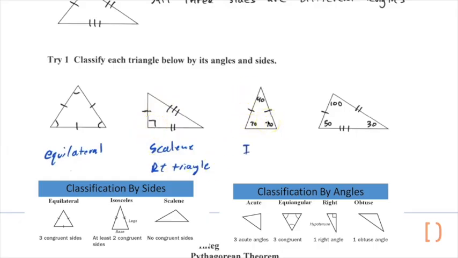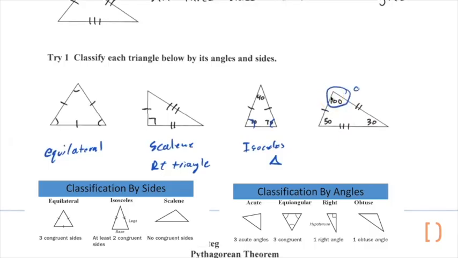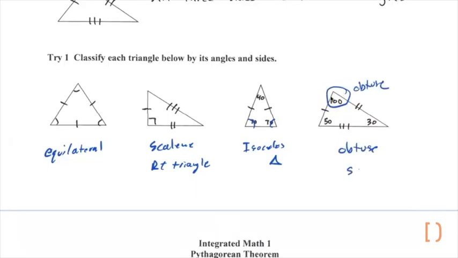This is an isosceles triangle. You notice these angles are the same, which is why these sides are the same. The next one, another scalene, but it is obtuse. See this guy's bigger than 90? That's obtuse. Obtuse scalene triangle.